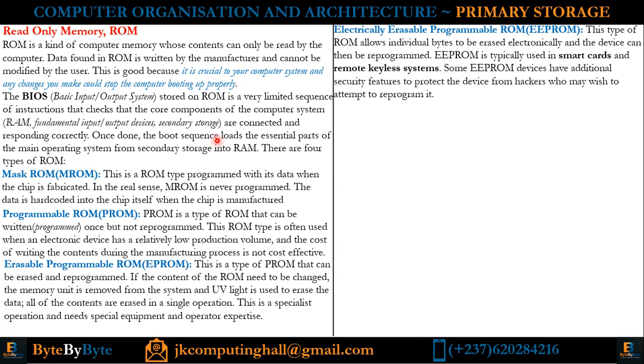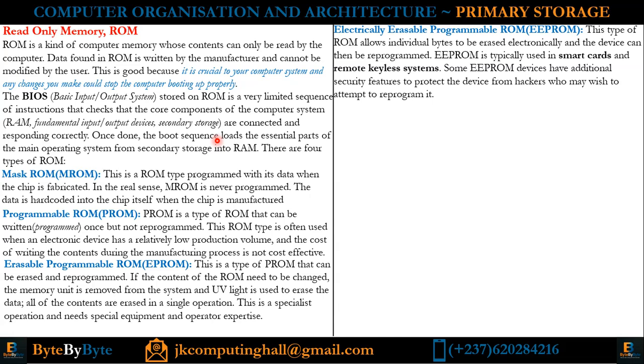The last type of ROM is the electrically erasable programmable ROM, the EEPROM. This type of ROM allows individual bytes to be erased electronically and the device can be reprogrammed. EEPROM is typically used in smart cards and remote keyless systems. Some EEPROM devices have additional security features to protect the device from hackers who may wish to attempt to reprogram it. So now, what is the difference between the EPROM and the EEPROM?